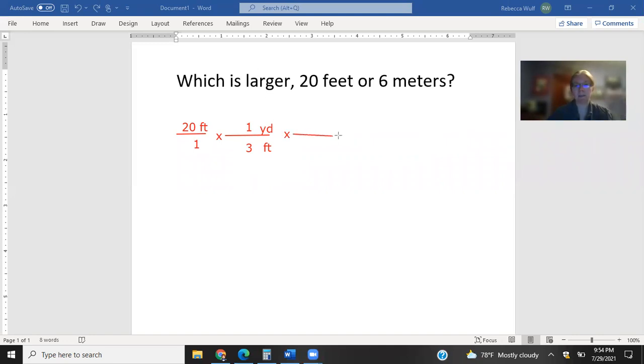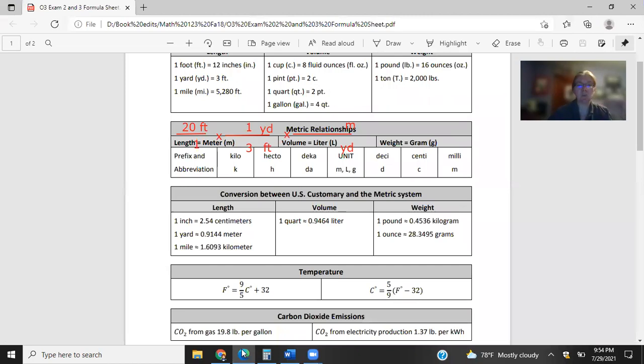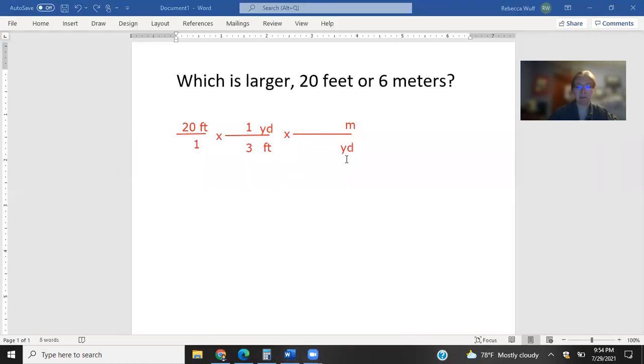Now you can work those steps out individually. I'm a string it all together kind of person. So this is a set of two-stepper. I've already looked at my conversion sheet and I see that meters to yards is one of the options. It says 1 yard is 0.9144 meters. So the 1 stays with the yard, the 0.9144 stays with the meters. I know that yards go on bottom because I'm wanting to cancel out from top to bottom.